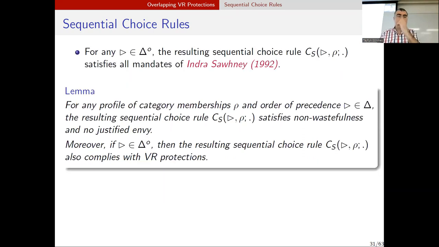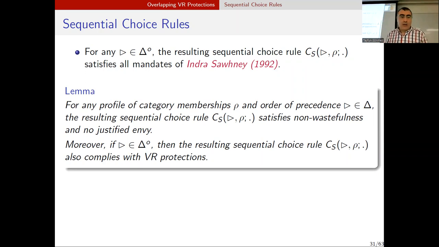Now, about the Indian laws. For as long as I start with the open category, any sequential choice rule satisfies all mandates of Indra Sawhney. Indeed, even if you don't start with open, it still satisfies non-wastefulness and no justified envy, but to satisfy compliance with VR protections, you have to start with open.